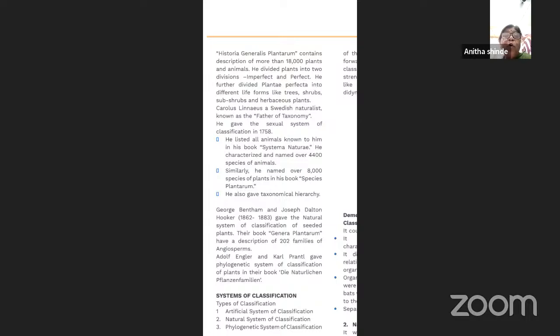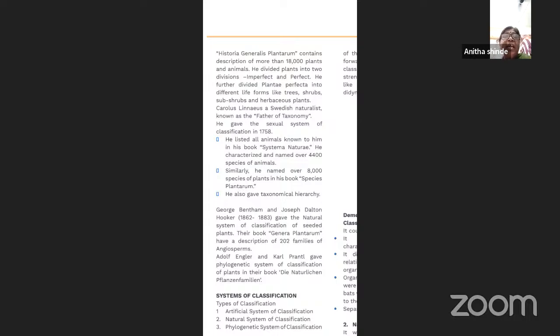So that is why Carl Linnaeus, who is a Swedish naturalist, is considered to be the father of taxonomy. He concentrated more on the sexual system of classification. He considered both the sexes and concentrated on the sexual system of classification. Today, most of us actually agree with his system of classification. And that is the reason why he is considered to be the father of taxonomy.